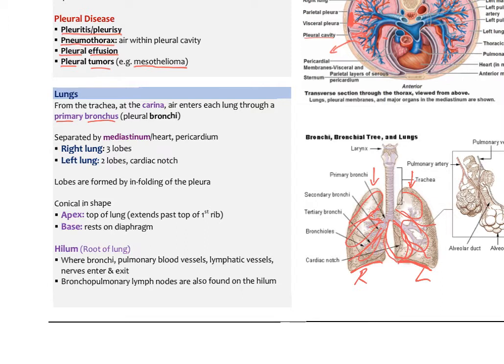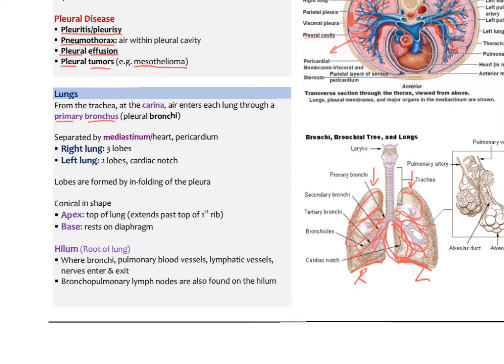The hilum is the root of the lungs, and that's where the bronchi enter. And along with that, we also have arteries. So we have the pulmonary artery and vein coming from the heart. And then we have lymphatic vessels and nerves. They all enter and exit at the hilum. And there are bronchopulmonary lymph nodes that are also found all throughout the hilum region. And those would be lymph nodes that become potentially cancerous with the spread of lung cancers and so forth. All right, so that's the basic structure of the lungs.